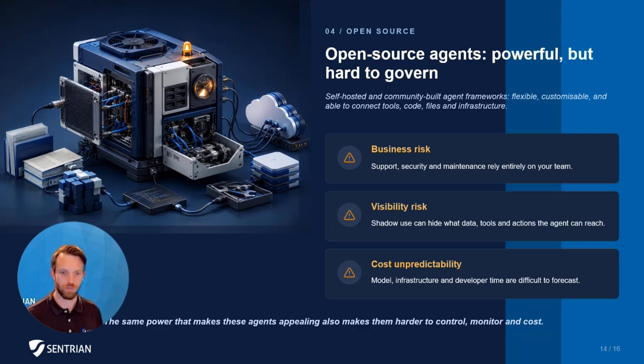And then we've actually got the open source side of things. So this comes with a lot of risk. A couple of the names that you may or may not be familiar with are OpenClaw or maybe the Hermes agent system. They're very, very powerful. And that, as I said, comes with inherent risk. They tend to be self-hosted and community-built frameworks.